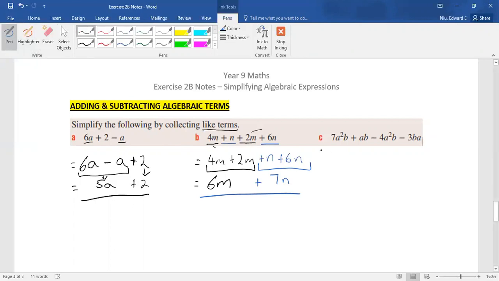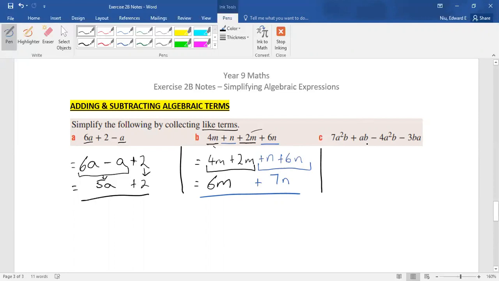Alrighty, let's take a look at the last example. So we've got 7a squared b plus ab take away 4a squared b, take away 3ba. What's really important here is you being able to identify the like terms. So have a pause of this video, see if you can underline the correct like terms, and then justify why.